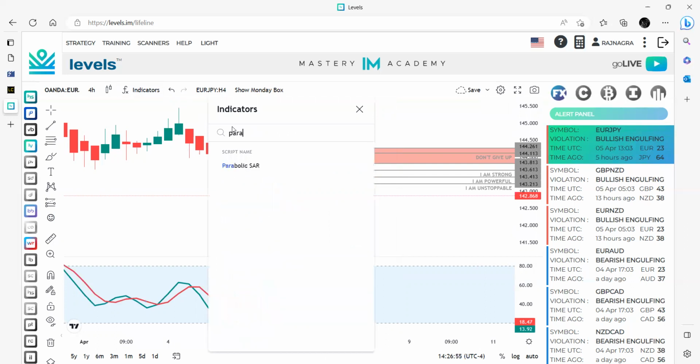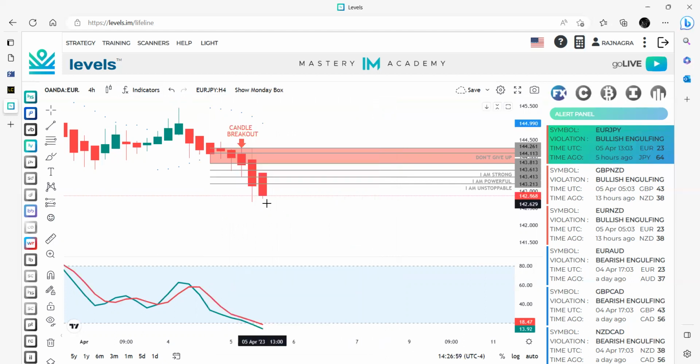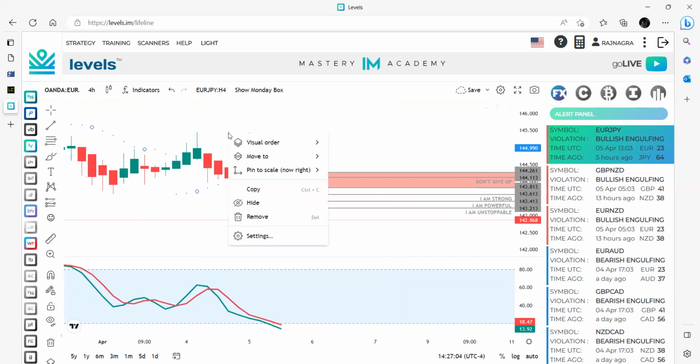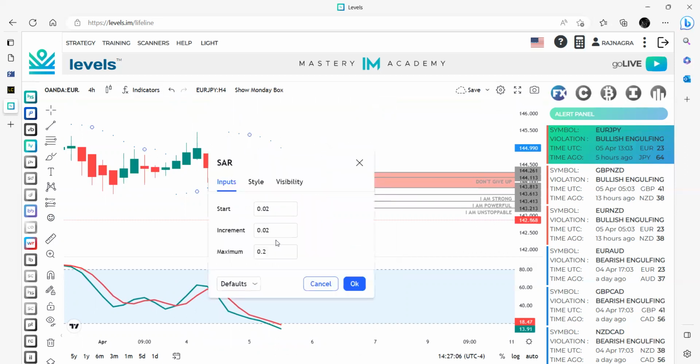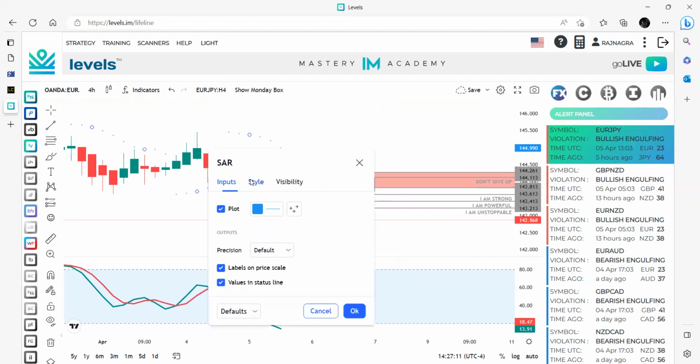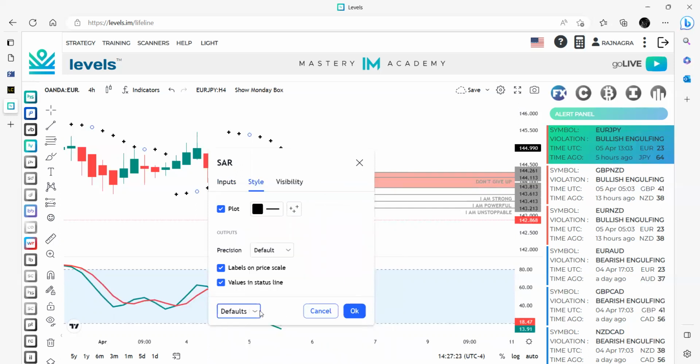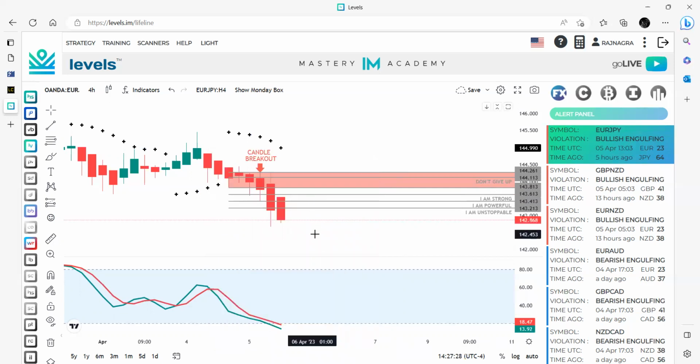And then you want the parabolic SAR. So I'm going to click on this again. As you guys might be able to see, the dots are very faint, but I'm just going to go to my settings. And again, I'm going to make some changes because we want this to be super, super clear. So if I go to style, I'm going to click on the color black. That is the color that I've chosen. And again, third level of thickness. Okay, save as default. And there you go.